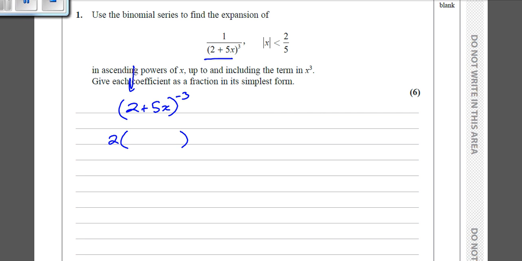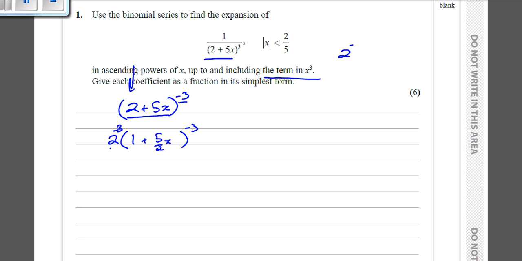But if we do that, we've got to make the 2 to the power of minus 3 as well. And a lot of people forget how to do that. So we divide through by 2. So that's going to be 1 plus 5 over 2x, to the power of minus 3. And then what we've got to do is the expansion up to and including x to the power of 3. So I'm going to do 2 to the power of minus 3 on the outside.